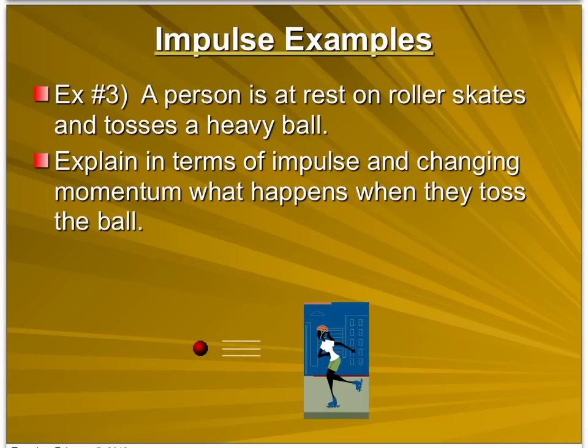Okay, example number 3, you again have this person at rest on roller skates. This time they're holding the heavy ball to start, and now they're going to throw it. Okay, again, explain in terms of impulse and changing momentum what happens when they toss the ball.